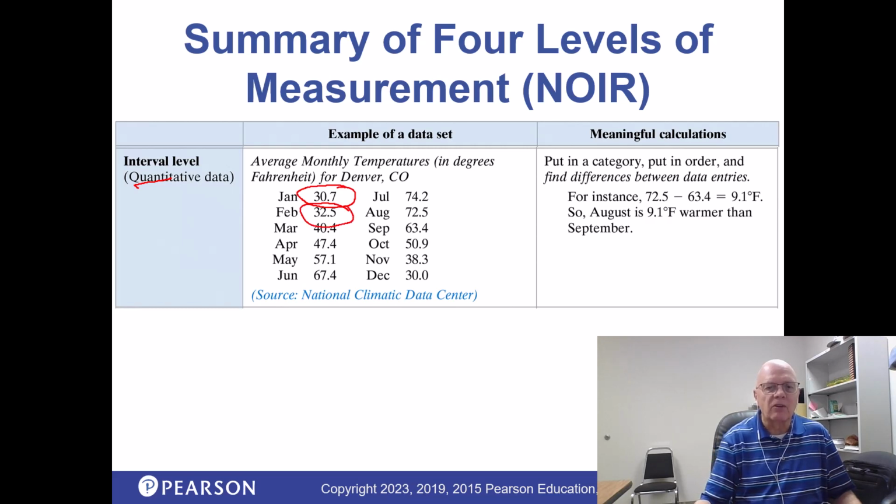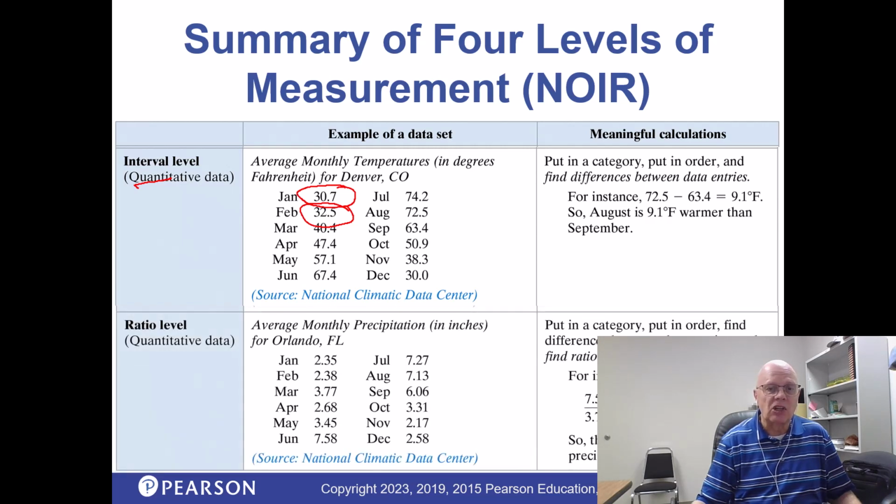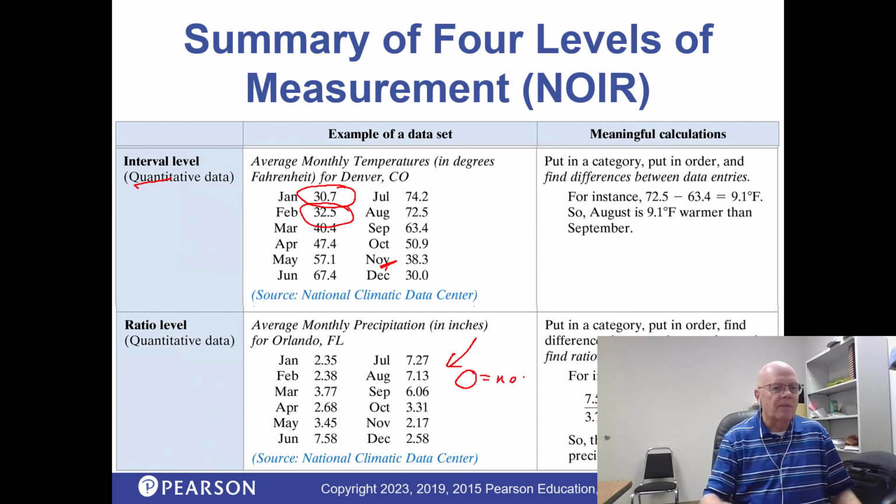Remember, in particular for this one, the thing that sets it apart from the other ones is 0 means there's none. In this case, no precipitation, no rain, no snow. And also the fact you could have a month where you had twice as much precipitation as another one. Ratio for sure.